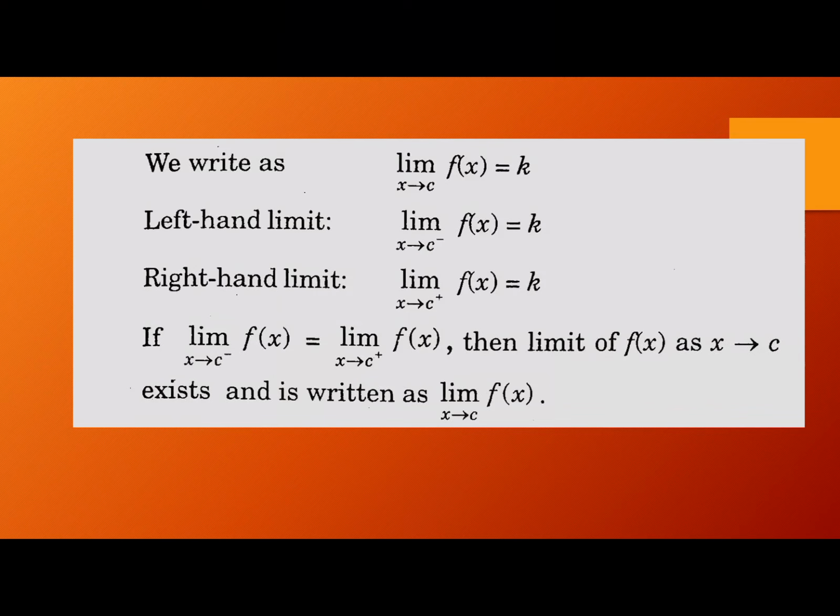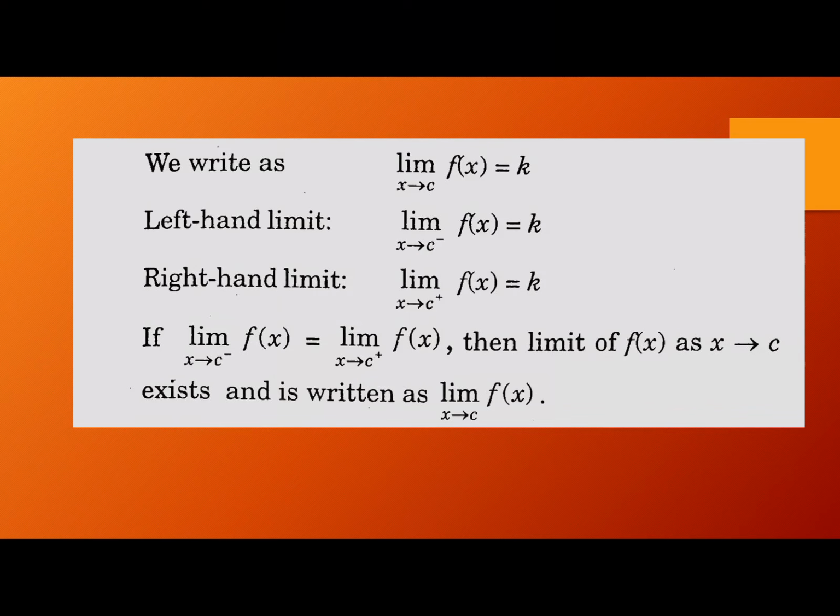Left hand limit: limit x tends to c minus, that is the negative sign, f of x is equal to k. Right hand limit: limit x tends to c plus, which is the positive side of c, f of x is equal to k.